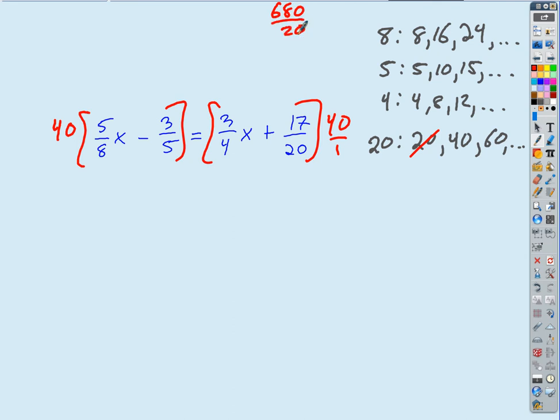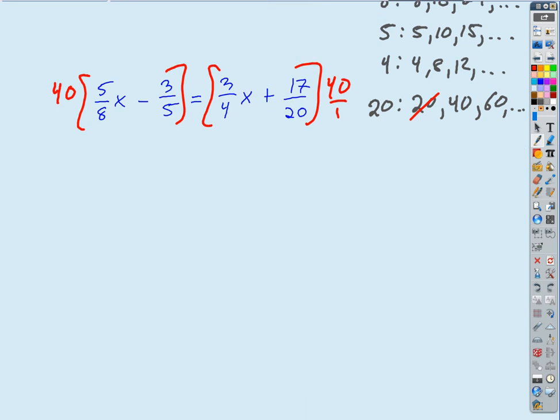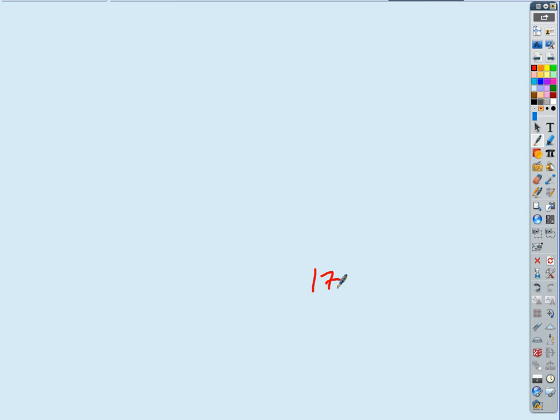Now that's not a really fun fraction to reduce, is it? I mean, I prefer not to, right? When you multiply fractions, remember that you can always cross-cancel to reduce. So when I multiply 17/20ths times 40 over 1, there's an opportunity to make this quite a bit easier, isn't there? 40 over 20 reduces to what?